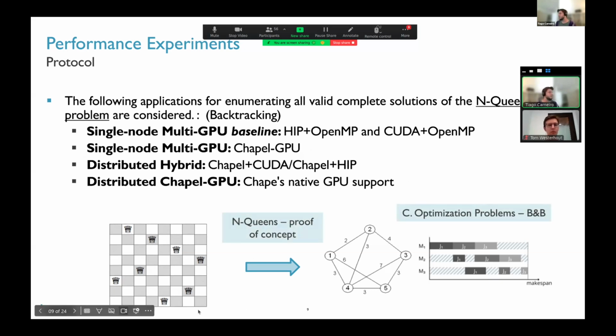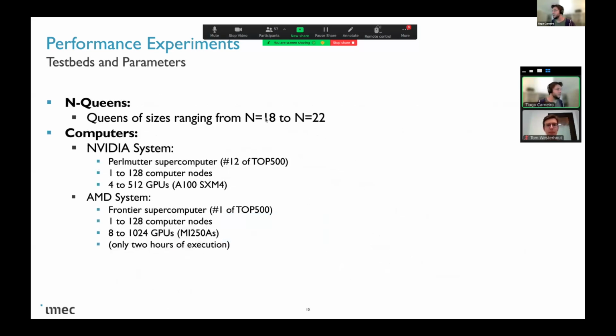We know that N-Queens is not a real problem, more a toy problem, but we use N-Queens as a proof of concept. From this backtracking implementation, we can go to a branch and bound for solving combinatorial optimization problems, okay? The sizes of the queens are size 18 to 22. It's really big. And the computers we used: Perlmutter, top 12 of the Top500, 228 compute nodes, up to 512 GPUs, 4 GPUs per node. One AMD system, the top one, Frontier, 228 compute nodes as well, but 8 GPUs per node, up to 1024 GPUs.